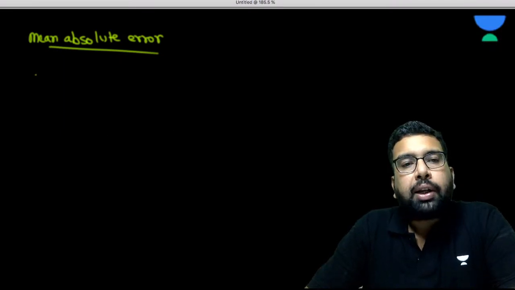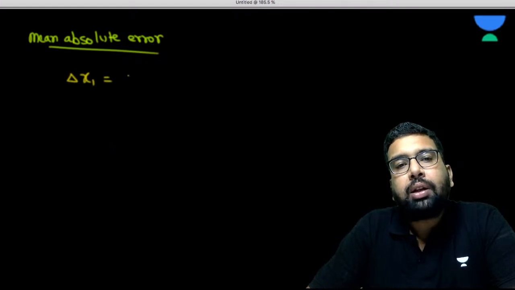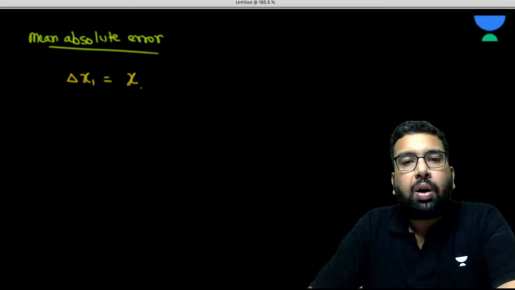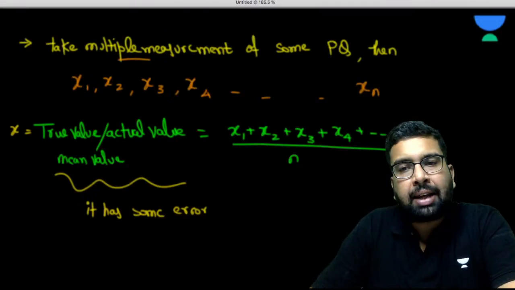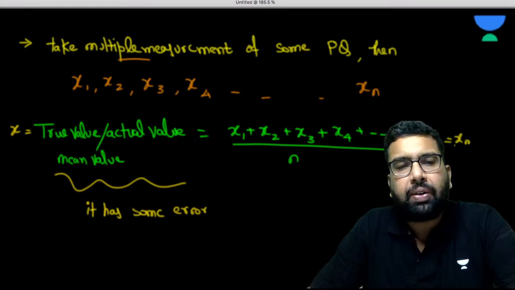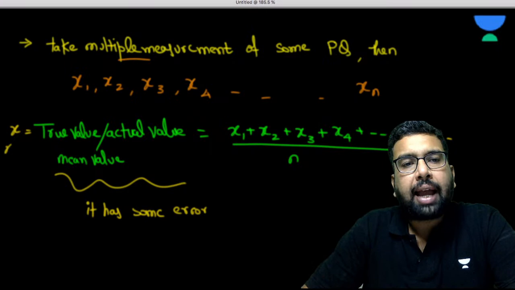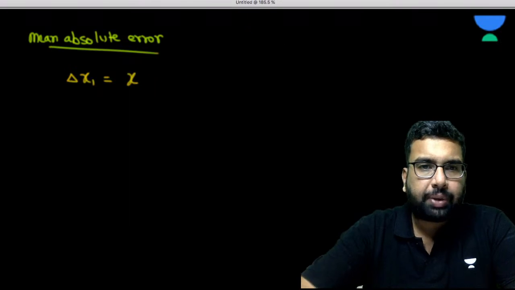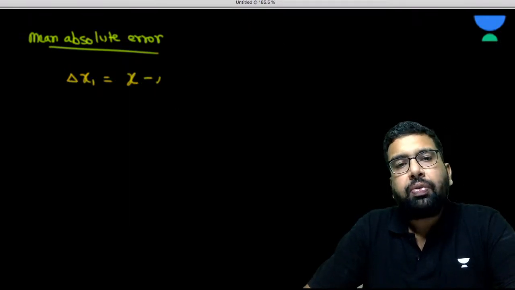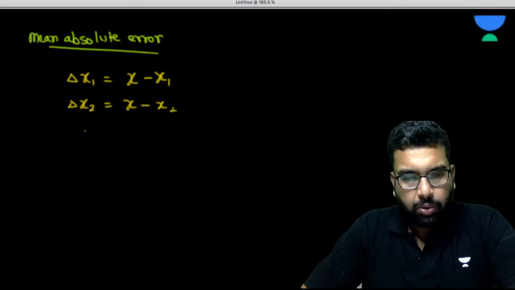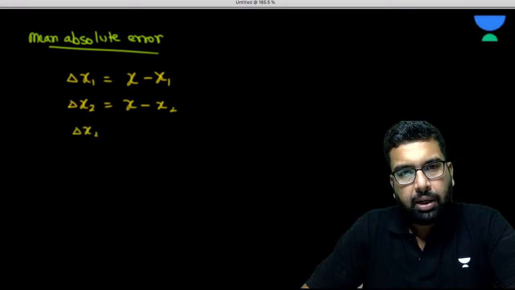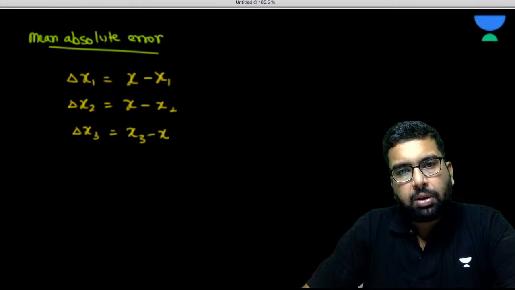Let's suppose in measurement 1 there must be some error. Let's call it delta x1. What is the true value? We can call it x or xm, whatever you feel is right. I am using x. So what is the error in the first measurement? It is x minus x1. In the second measurement, it is x minus x2. In the third measurement, it is x minus x3, and so on.